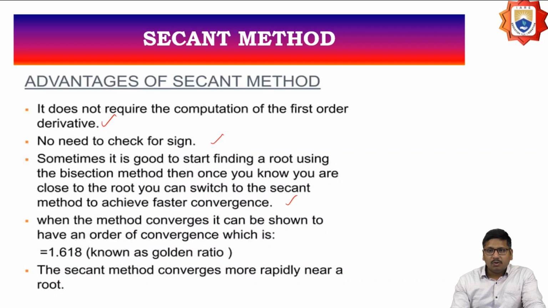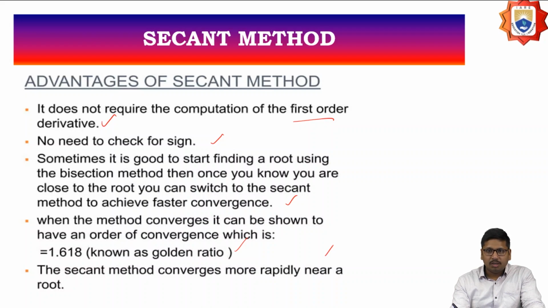When the method converges, it can be shown to have an order of convergence which is nothing but 1.618. So this is the golden ratio. And this secant method is going to converge more rapidly near the root. So the first advantage is that it does not require the computation of first order derivative, and we need not check the sign.